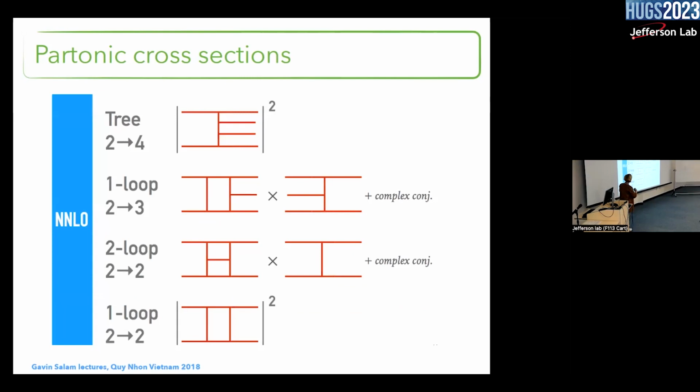And then when you go to next-to-next-to-leading order, you have the tree level, which is 2 to 4. So it goes higher in complexity. Then you have the 1 loop times the 2 to 3, then you have the 2 loops here times the tree level, and then you have the 1 loop squared. So you have much more ingredients that enter the computation. Any questions about that? Okay, so anyway, just to say that you have much more stuff to calculate when you go higher.